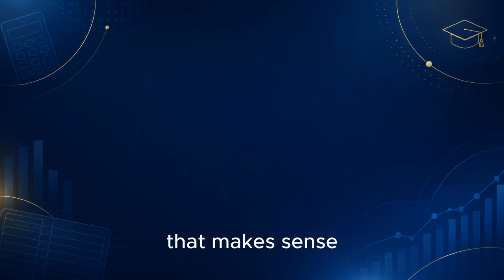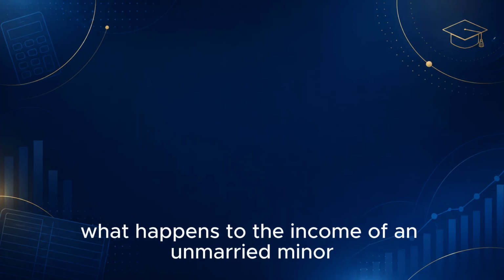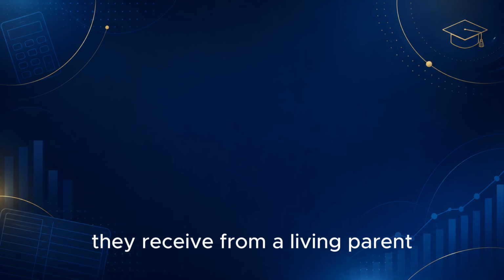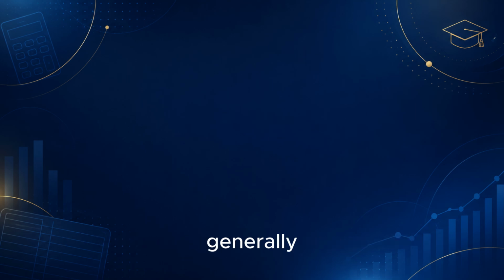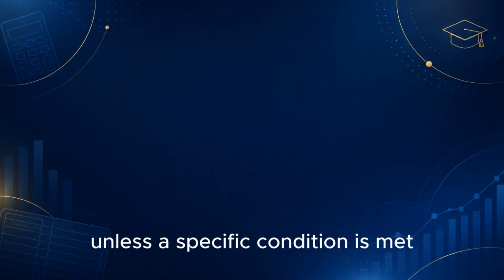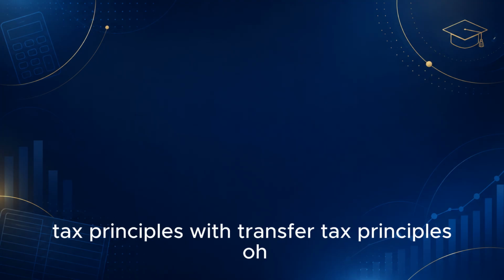That makes sense. And here's an interesting intersection of tax concepts. What happens to the income of an unmarried minor if that income is derived from property they receive from a living parent? Generally, that income has to be included in the parent's return. Unless a specific condition is met, which really tests your ability to connect income tax principles with transfer tax principles.